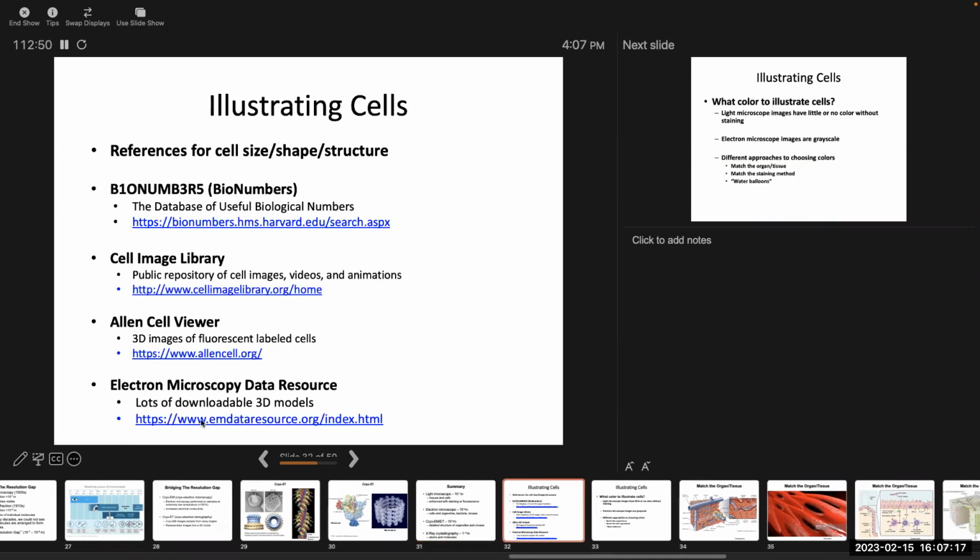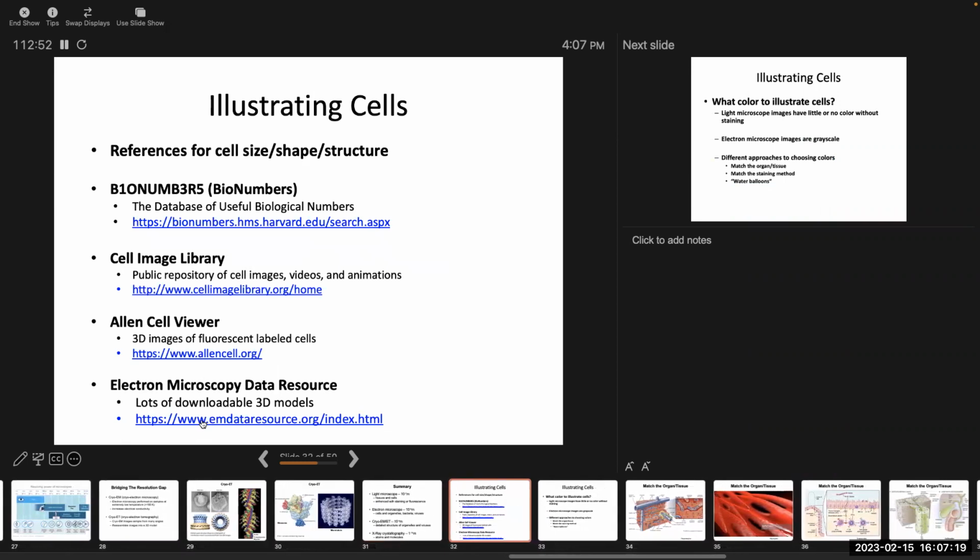So I'm going to shift gears now that I've talked to you about some of these different technologies, and talk a little bit about actually illustrating cells and a few tools that you can use to help you create accurate illustrations of cells. So I've given you some references here that you can look up to help you with illustrations of cellular structures.